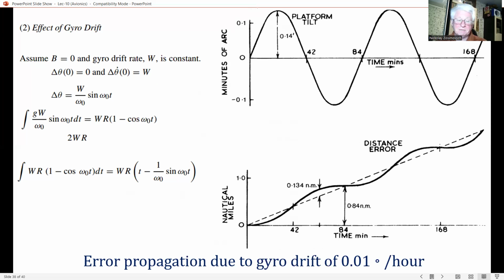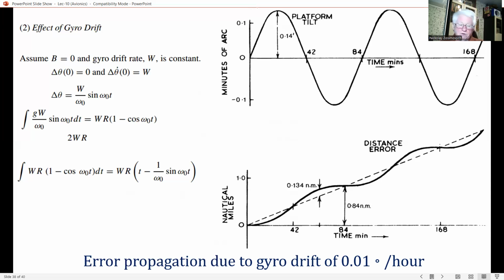Thus, the platform oscillates about the vertical as before with a period of 84.4 minutes, right? This is logical. A gyro drift rate of 0.01 degree per hour results in a very small amplitude oscillation about the vertical of 0.14 minutes of arc.